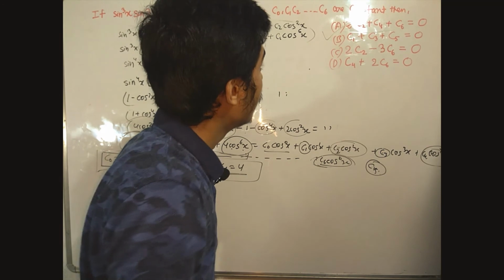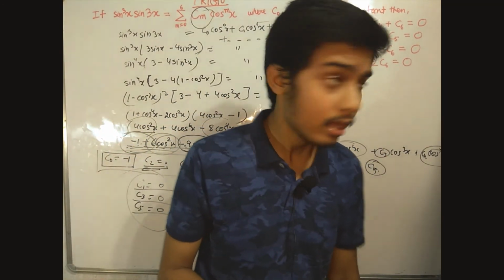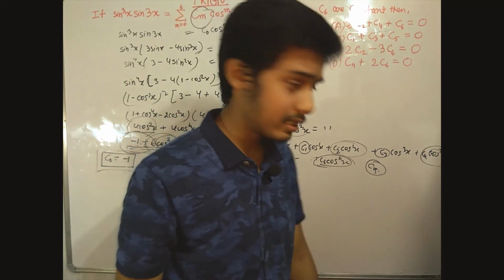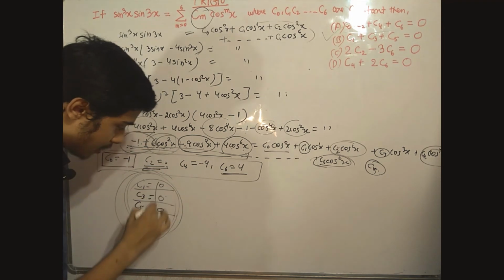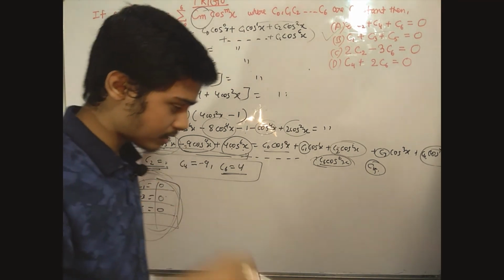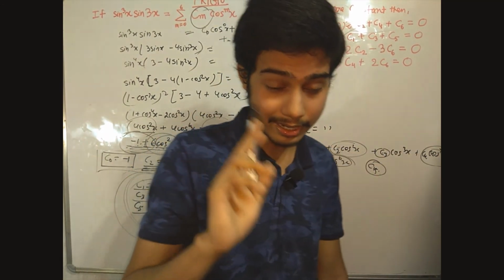Now we'll come to option B. We'll add the values of C1 plus C3 plus C5. The values of C1, C3 and C5 are 0, so adding 0 plus 0 plus 0, we'll get 0. This option is also correct.